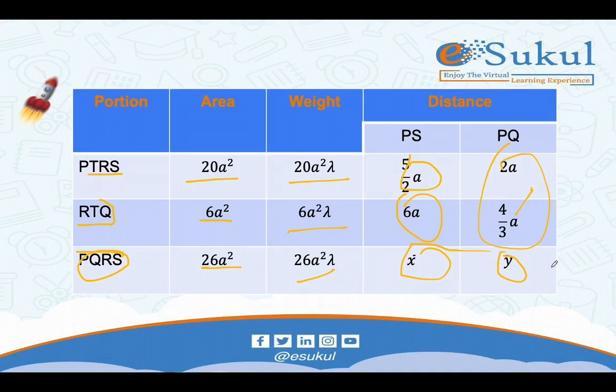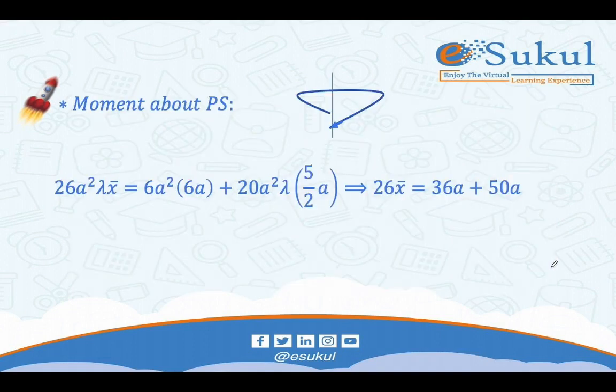So therefore, taking moment at PS, since none of the portion were removed, we have the moment of the whole lamina equals the moment of the individual partitions. So you have the direction angle here towards G. So therefore, we have the weight times the distance. So for the whole lamina, we have 26A square lambda x bar equals 6A square into 6A. So solving it and simplifying, we have this linear equation. Finally, it gives us the distance centroid as 43 on 13A.